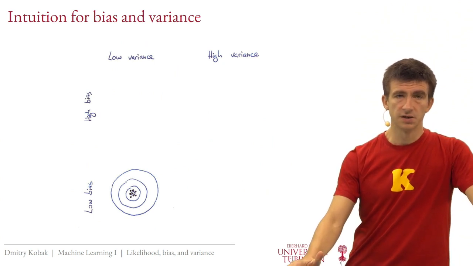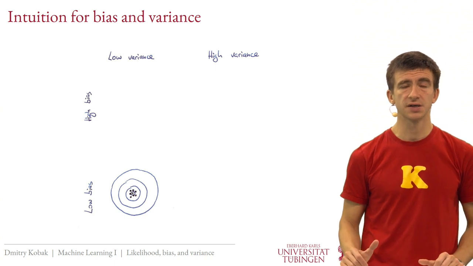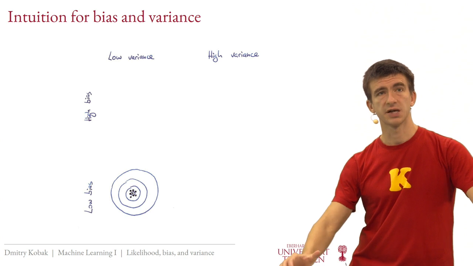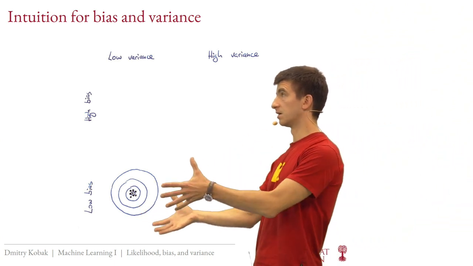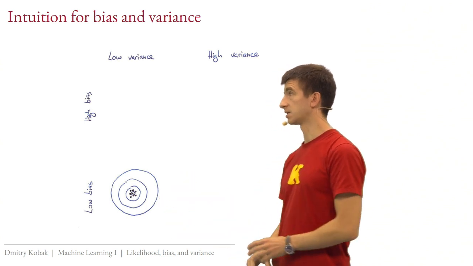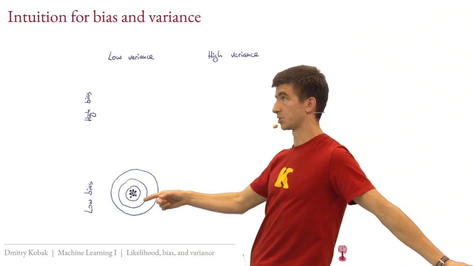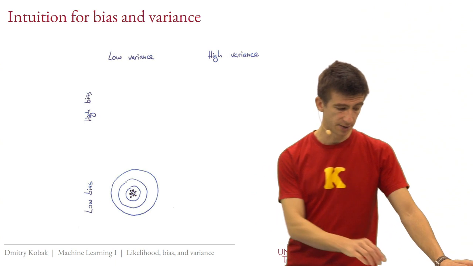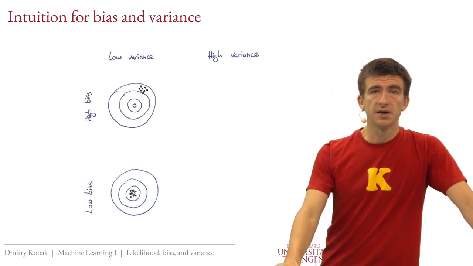Now let me give you a very non-technical intuition. What does it mean to have high or low bias or high or low variance? An example that is often used for that is darts. Imagine that we're playing darts, and this is where I want to hit. I want to be close to the center. If I have low bias and low variance, then I'm just good, and I always hit the bullseye.